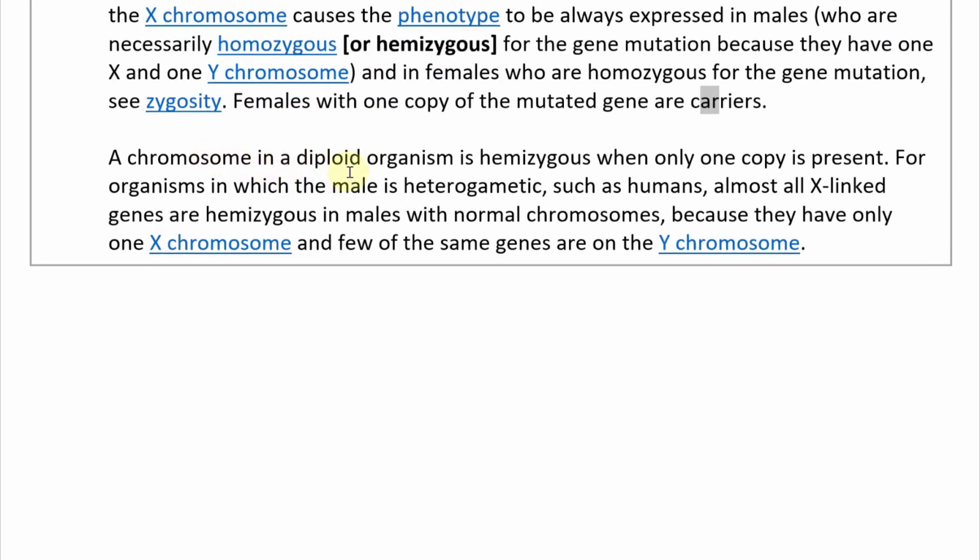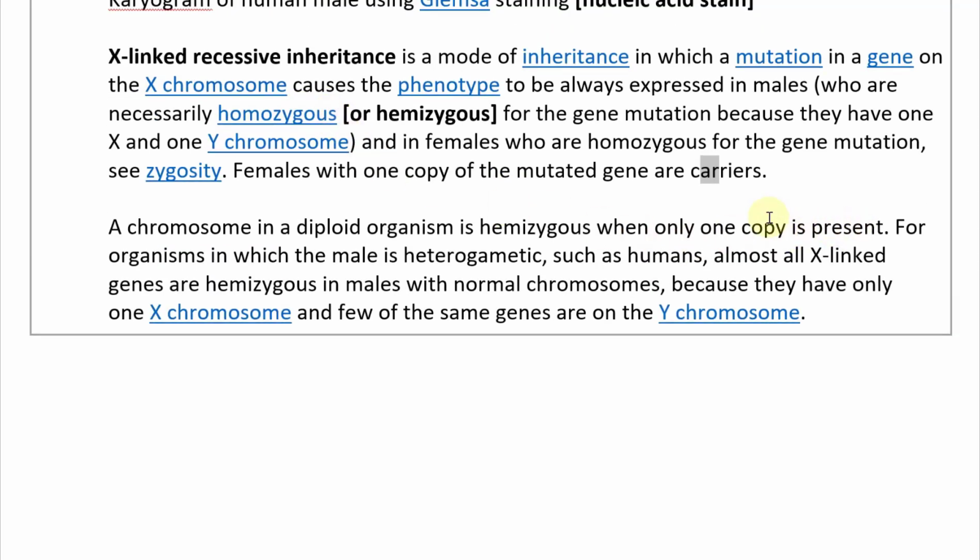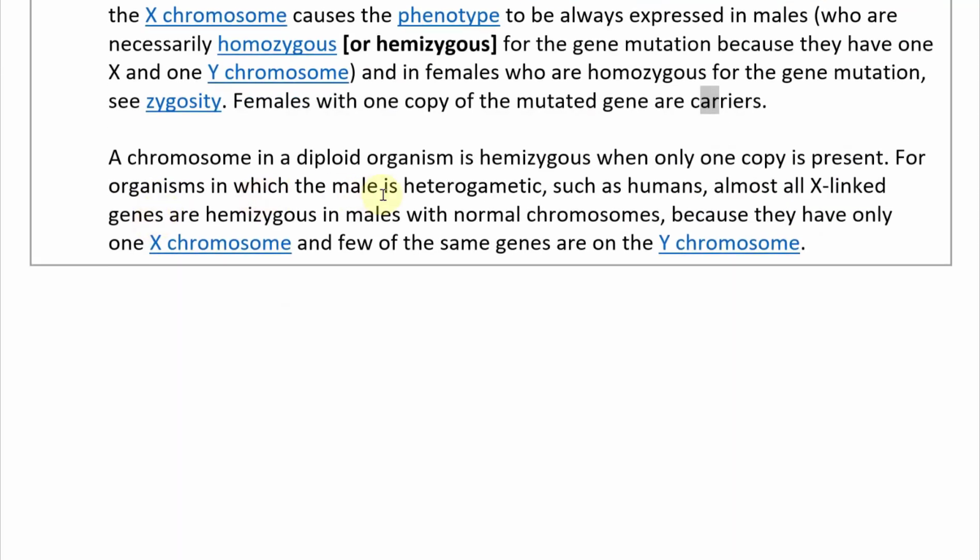So a gene in a diploid organism is hemizygous when only one copy is present. For organisms in which the male is heterogametic, such as humans, almost all X-linked genes are hemizygous in males with normal chromosomes, because they have only one X chromosome, and few of the same genes are on the Y chromosome.